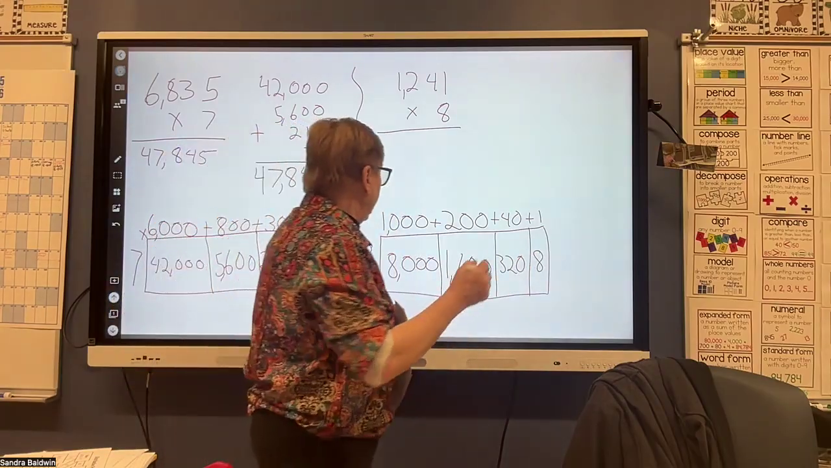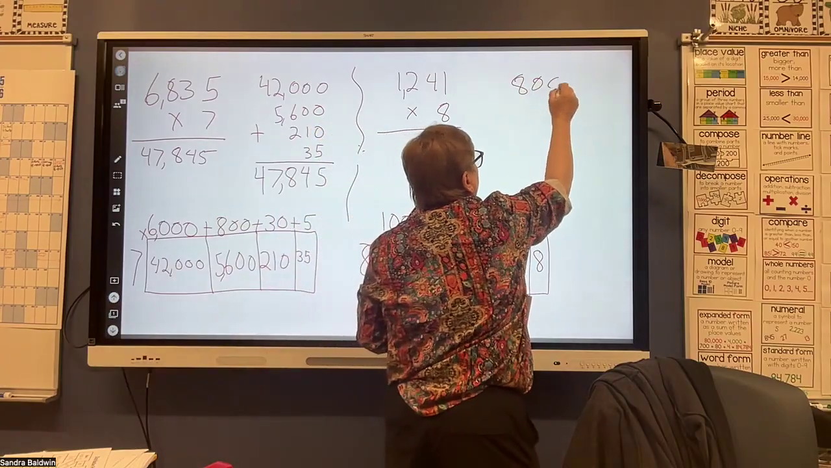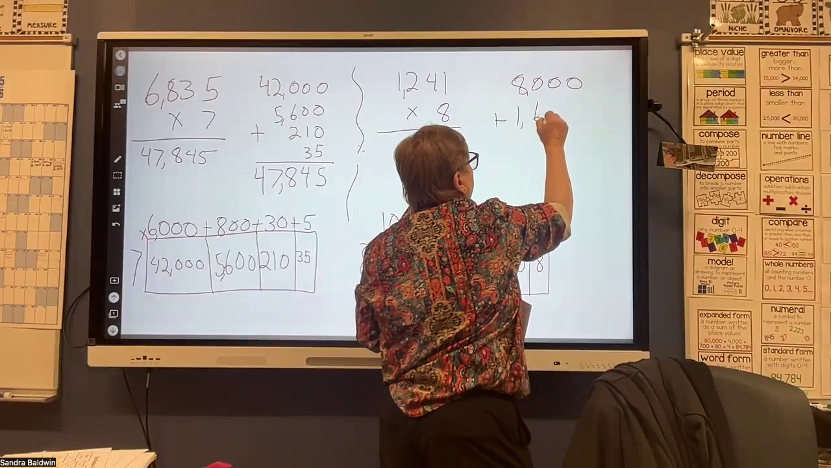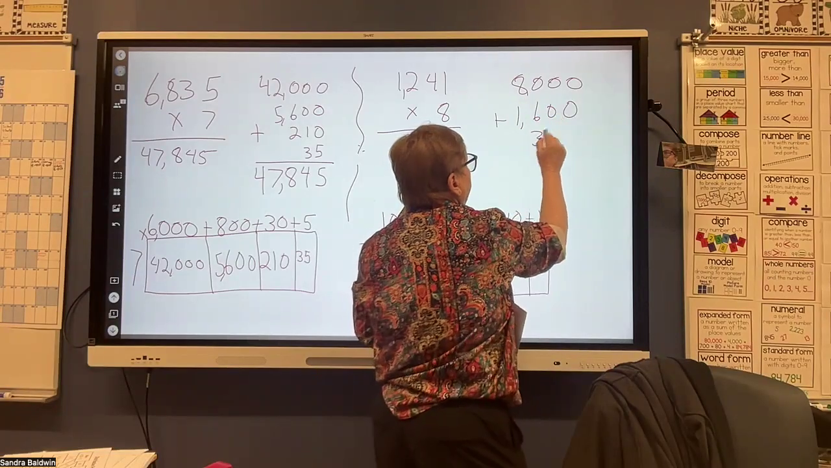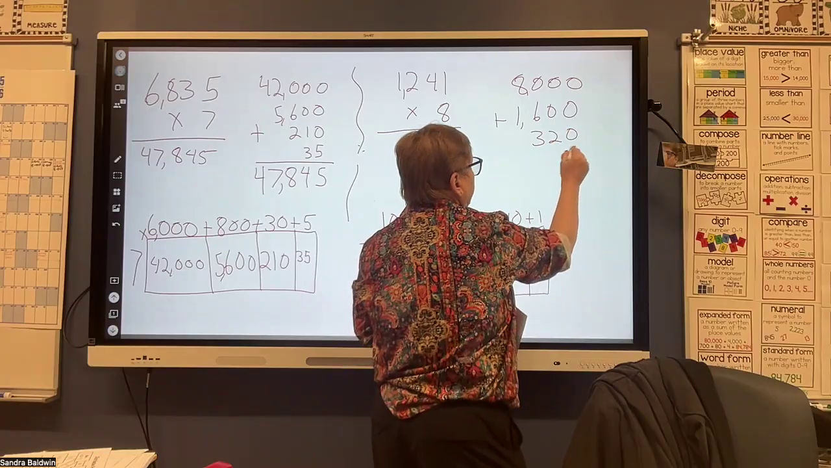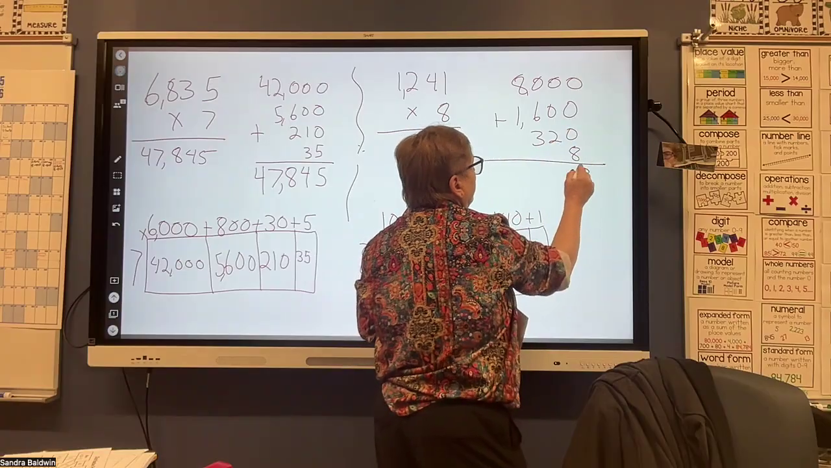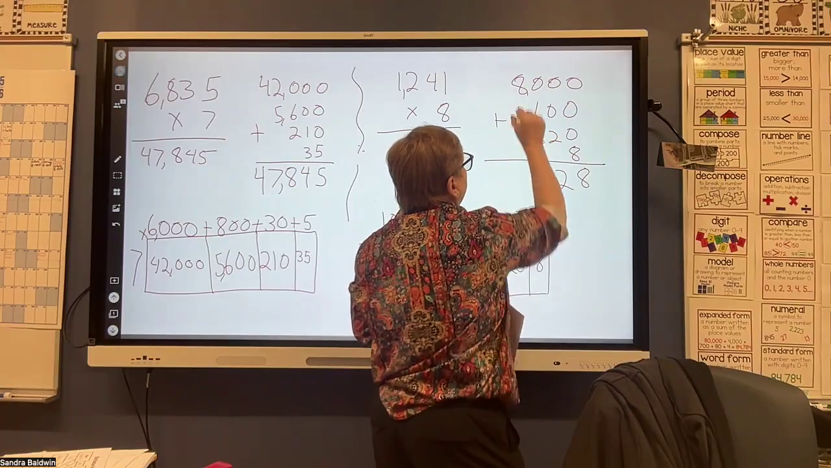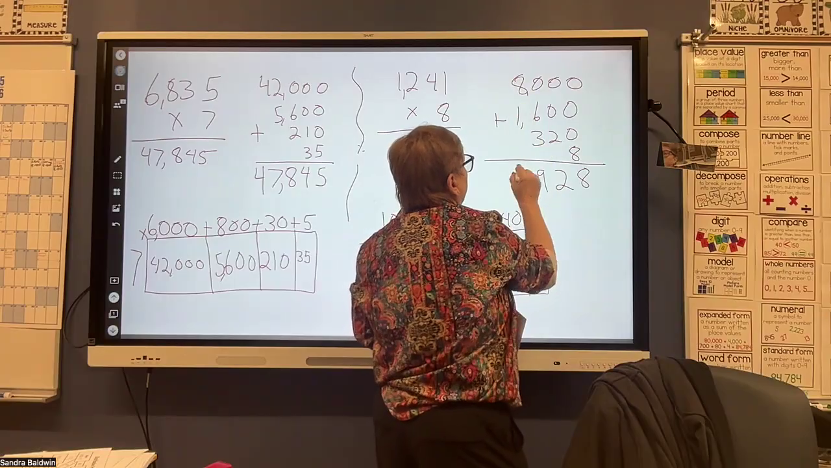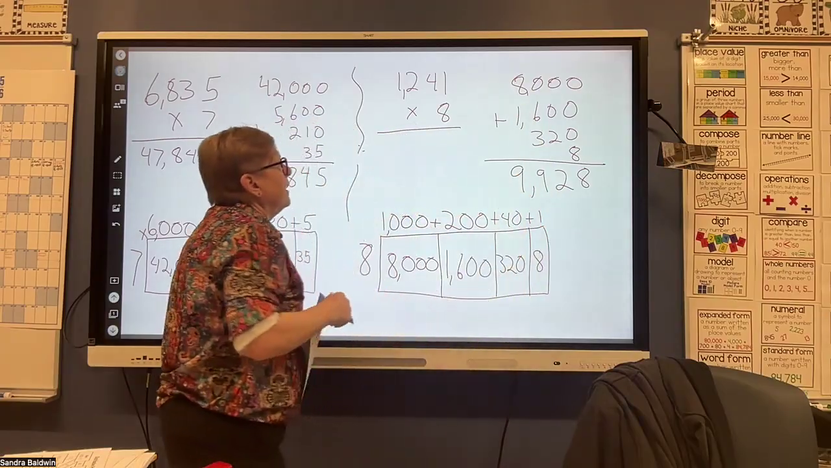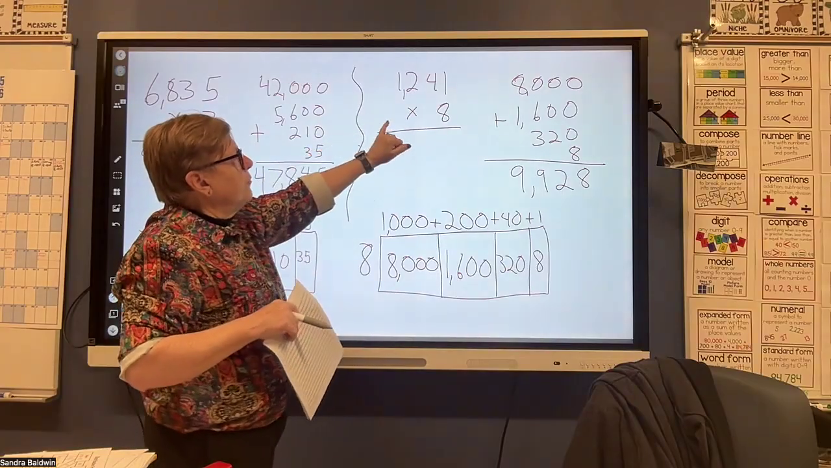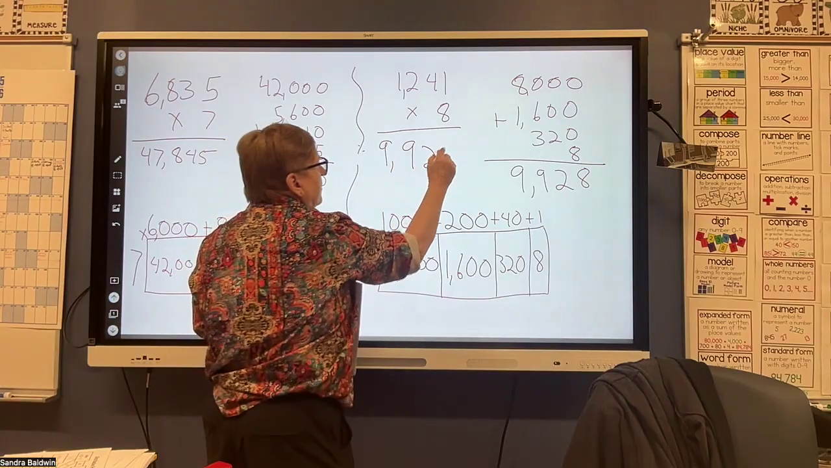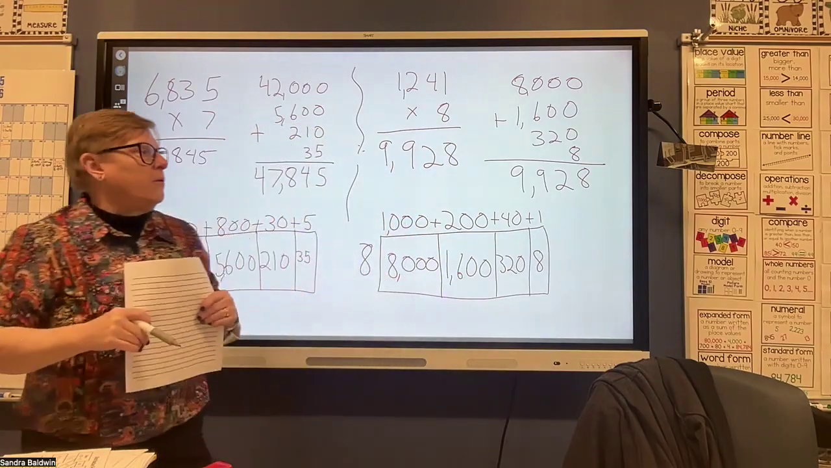Then I'm going to add all of that up. 8,000 plus 1,600 plus 320 plus 8. The ones column will be 8. The tens column will be 2. The hundreds column, 9 hundreds. And in the thousands, 8 plus 1 would be 9. So the product of 1,241 times 8 would be 9,928. I hope this helps.